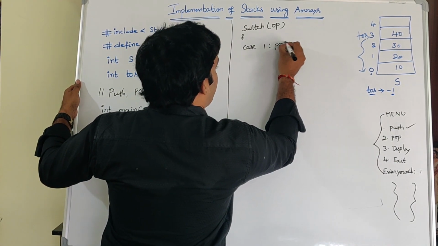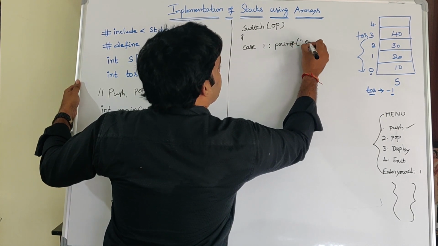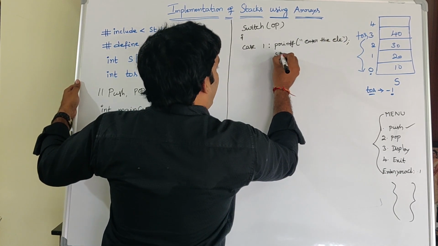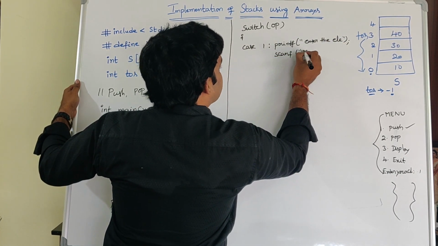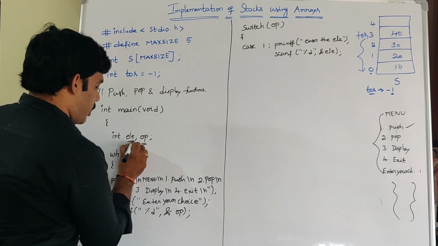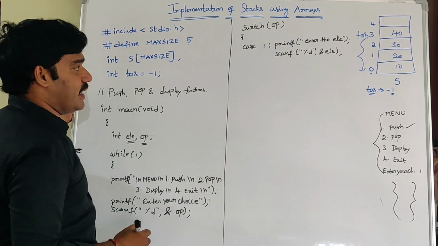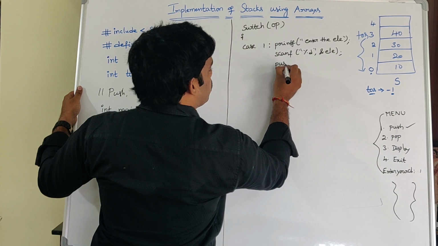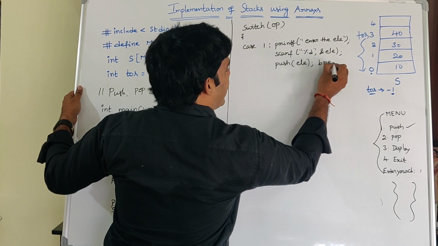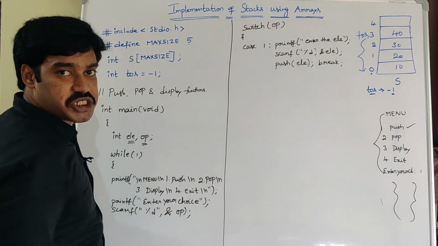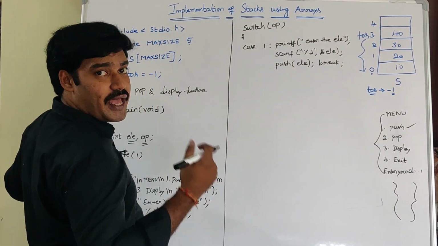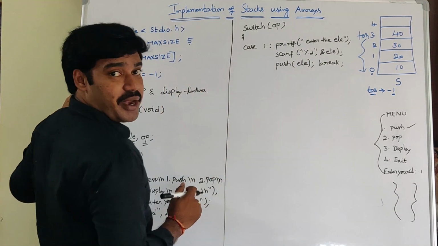So printf, I am asking the user, enter the element, scanf %d comma &ele. For that purpose, I am declaring the local variable element, ele. Next, I am calling the push function, push of ele. After the push function call is over, break. Break means to come out of the switch statement. If I am not using the break statement, next it goes to case 2, case 3, case 4, like that. For that purpose, I have to use the break statement.